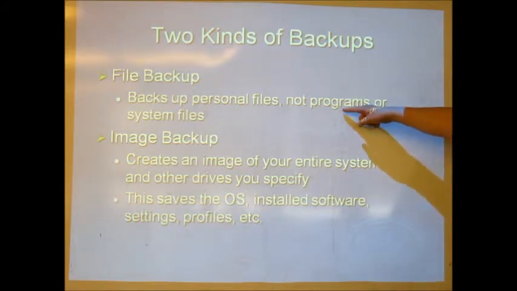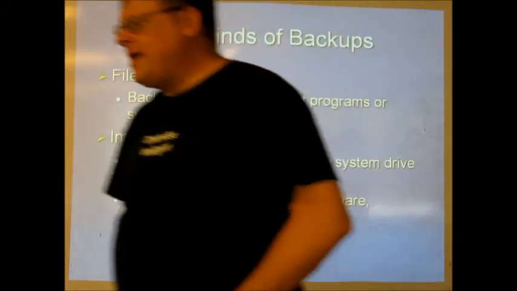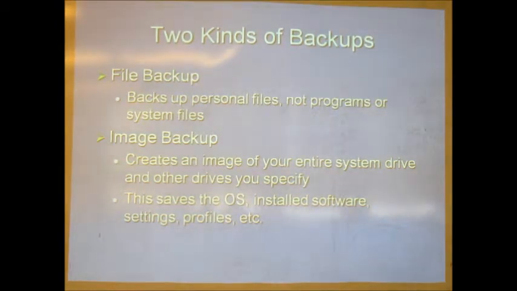So the file backup will back up your personal files. The image backup will back up the entire operating system, the entire C partition, so you can get the thing running again if you have some problem like getting infected with malware. A very good recovery system for a malware infection is to just do an image restore.